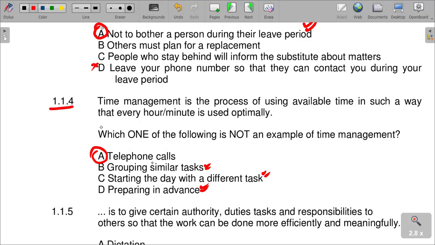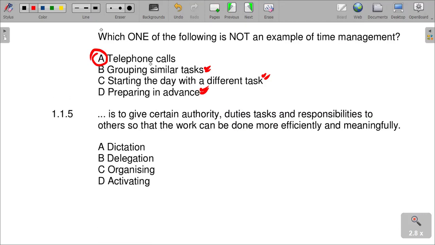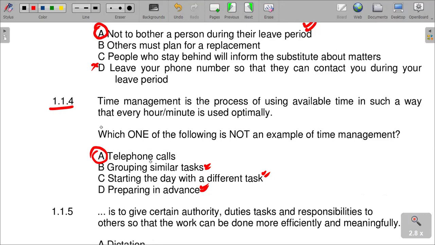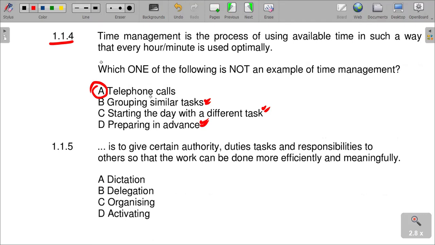Telephone calls: when people are at work, certain people have no professional ethics and spend much of their time doing phone calls. So the right answer is telephone calls. It wastes time in an organization. It is not recommended, it's not good ethics, it's not a good practice. So the correct answer is A.